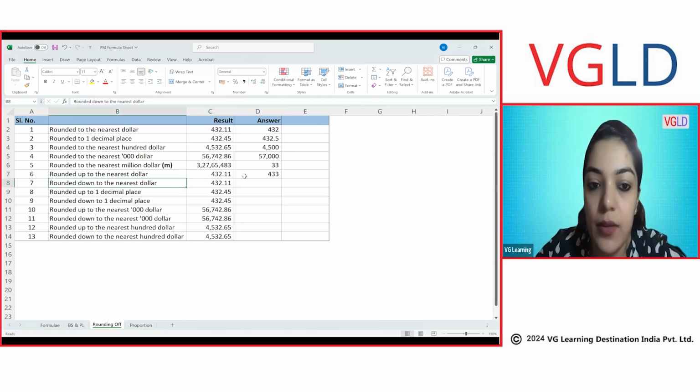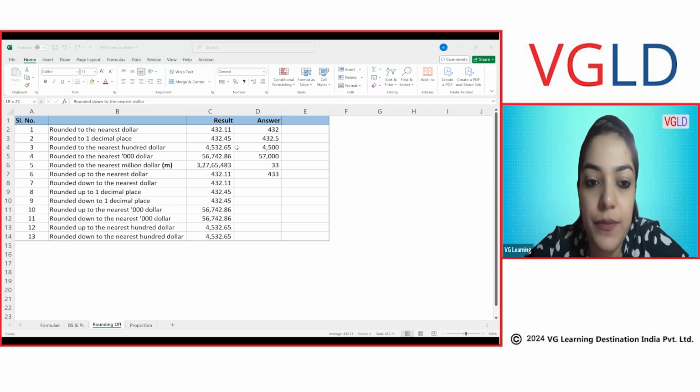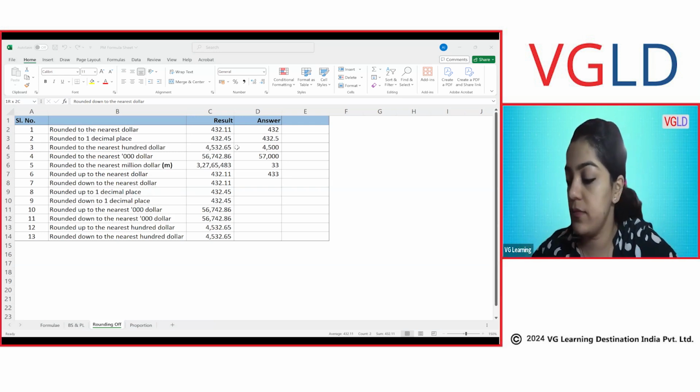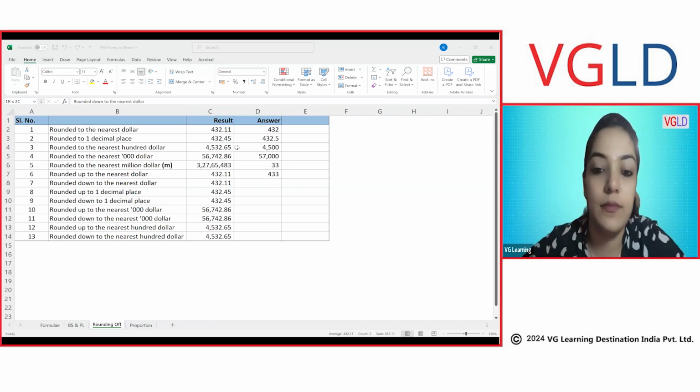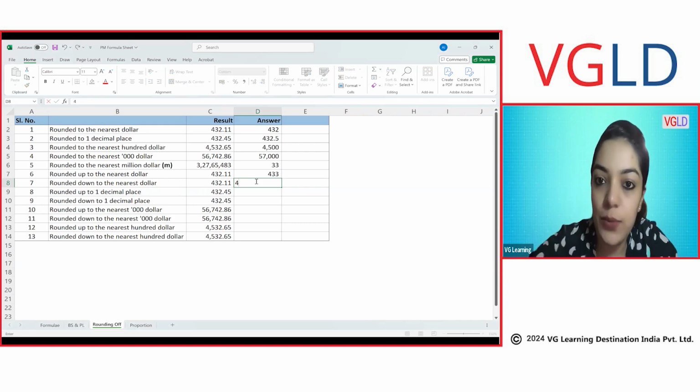Then rounded down to the nearest dollar. What would you put? Rounded down to the nearest dollar. Won't it be 431? You have to round down. Think about it. Won't it be 431? Four 432? All right. So yes, the answer is 432.